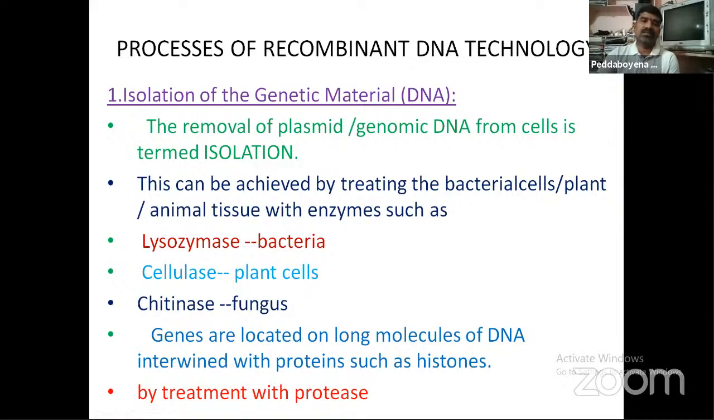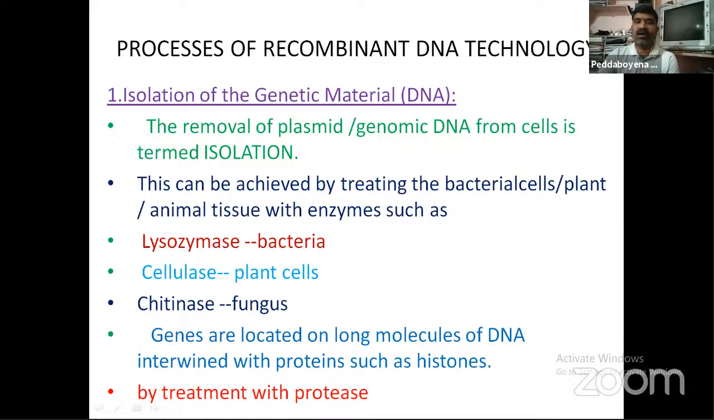That's why the cell wall is digested by cellulase. And in fungi, generally the cell wall is made up of chitin, so the fungal cell wall is treated with chitinase. Automatically, the cell wall can be dissolved or digested. At that time, the plasmid or genomic DNA can be exposed and removed. So this process is called isolation.